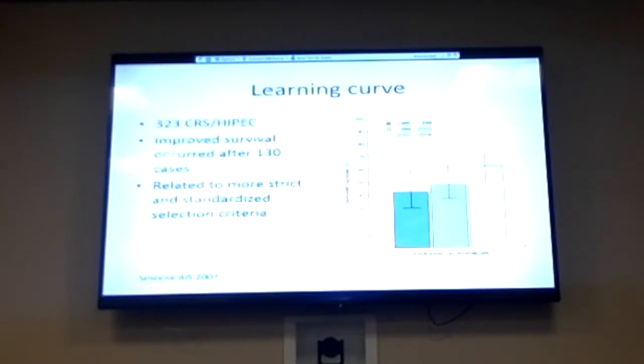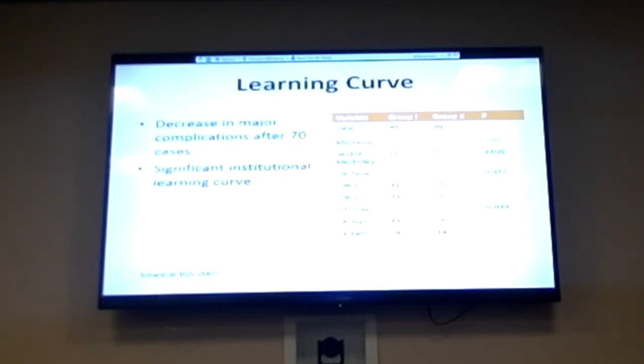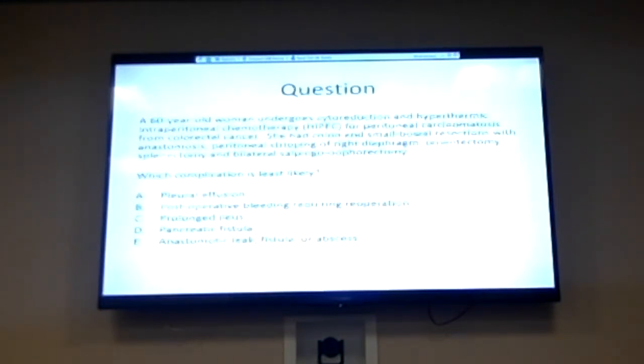As with any major, technically challenging operation, there's going to be a learning curve, and certainly this series illustrates that there's improved survival after 130 cases, and also decreased complications after doing a fair number of these, so there is this built-in institutional learning curve.